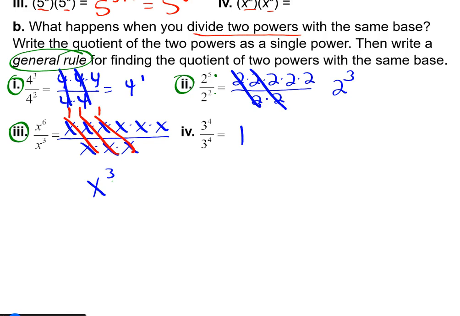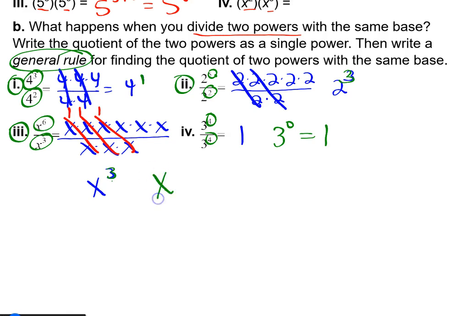And if you look, you can see what's happening each time. We're just subtracting the exponents. 3 minus 2 is 1. 6 minus 3 is 3. And 5 minus 2 is 3. 4 minus 4 is 0. And we know 3 to the 0 power is 1, because anything to the 0 power is 1.